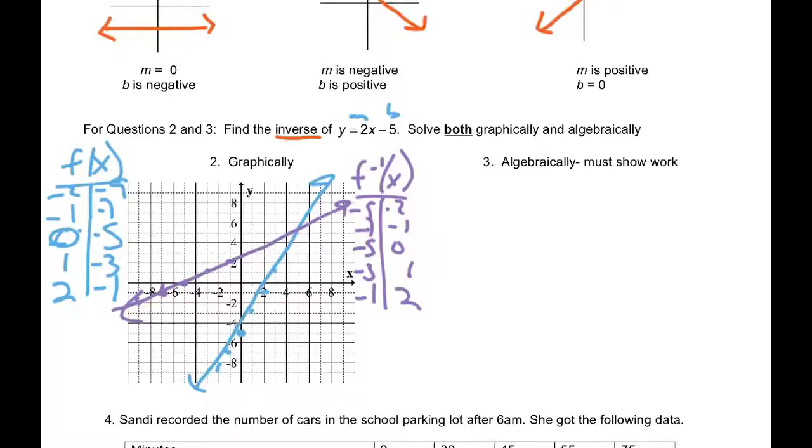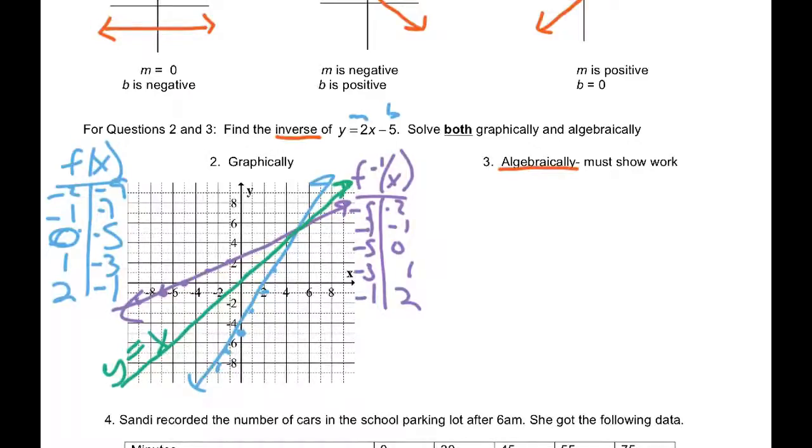Okay. Remember that if we wanted to check if these actually were inverse functions, we could draw that diagonal line through the origin, right? Y equals x, our linear parent, and we can see the reflection, and we know that that is a true inverse. All right, and then question number 3 now says algebraically.